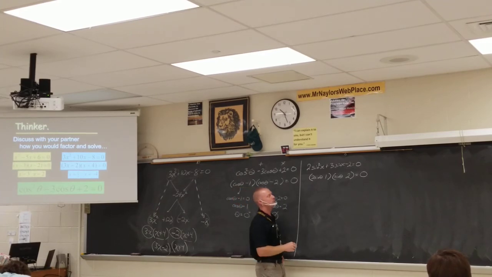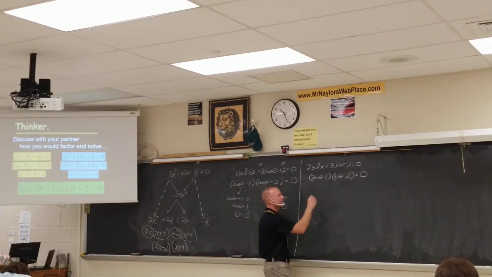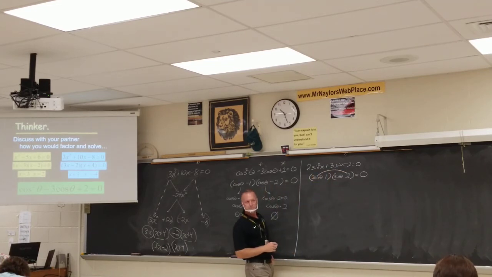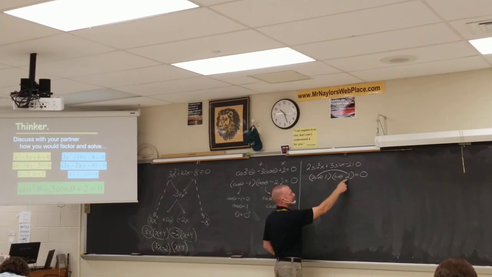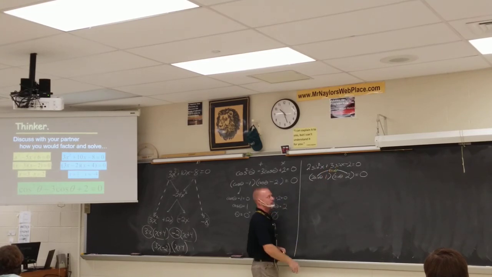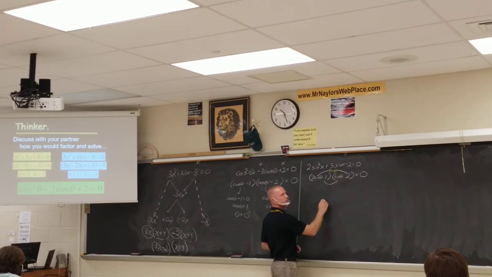Now, check this out, especially if you want another way to factor. All you really have to do is check and see what happens. If you put a 2 out here, you're going to get a 4 sine. That's part of that FOIL. If you put a 1 right here, you're going to get a 1 sine or just sine.